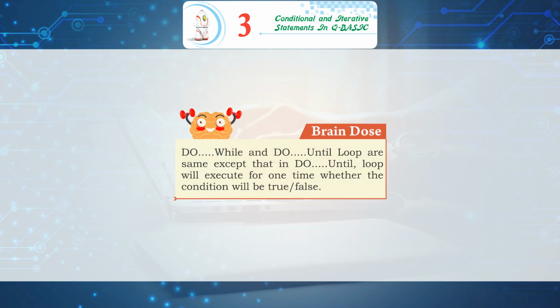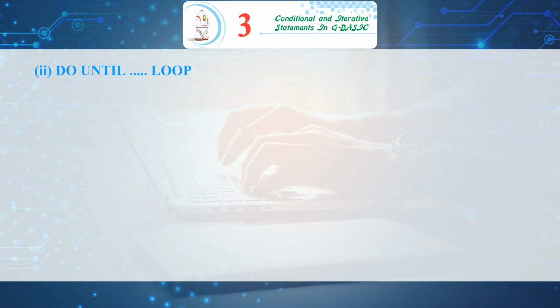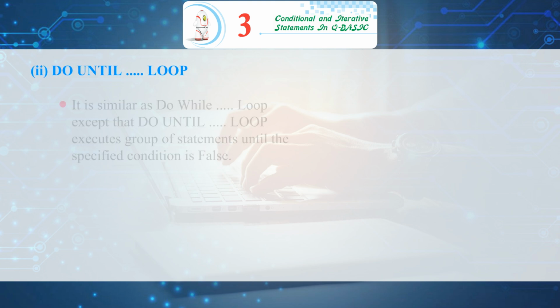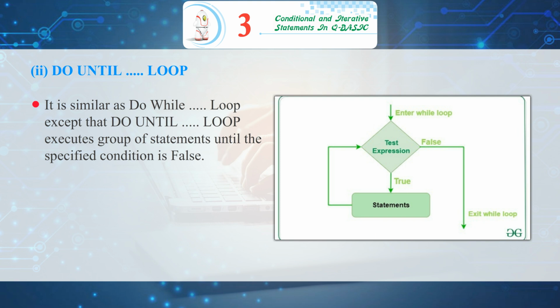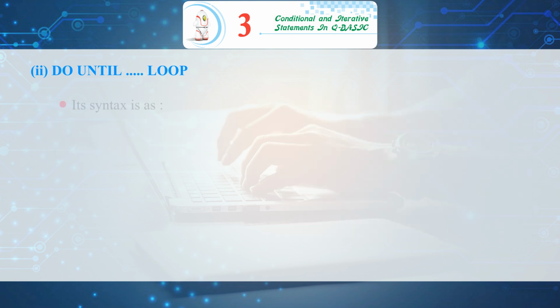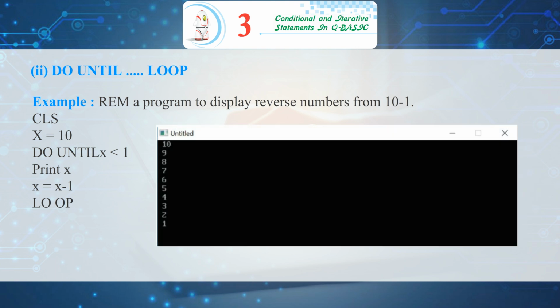CLS. Brain dose. DO WHILE and DO UNTIL loops are the same except that in DO UNTIL, the loop will execute for one time whether the condition is true or false. 2. DO UNTIL loop. It is similar to the DO WHILE loop except that the DO UNTIL loop executes a group of statements until the specified condition is false. Its syntax is as: example. REM a program to display reversed numbers from 10 to 1.